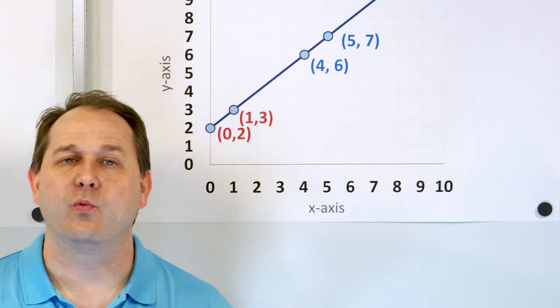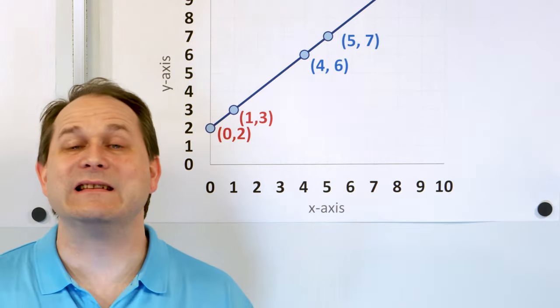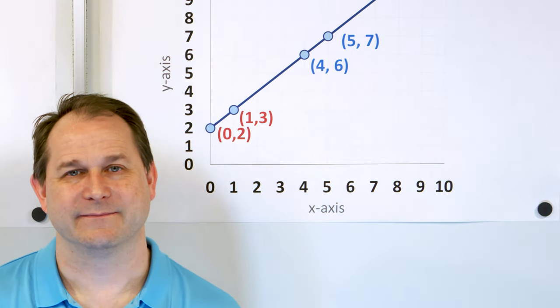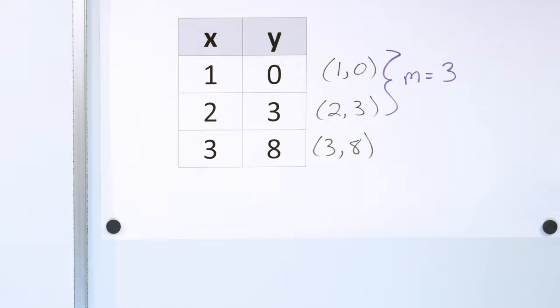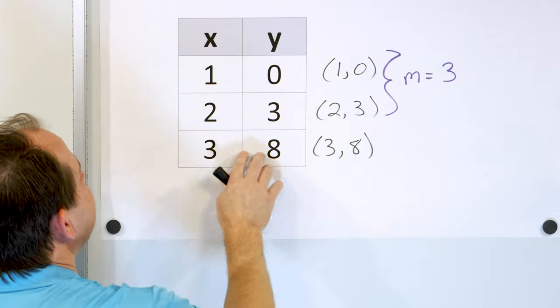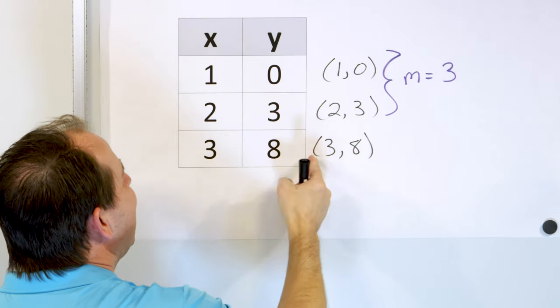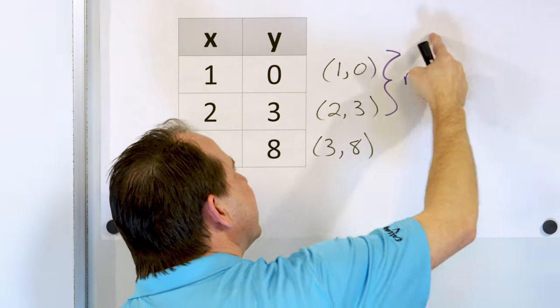And see what happens when, I'll give you a little bit of a spoiler alert, it's not going to be a constant slope. Let's see what that situation looks like. Okay, problem number 2. Here is our data right here. We have only 3 data points: (1, 0), (2, 3), (3, 8). Yes, I've already calculated the slope between these points.